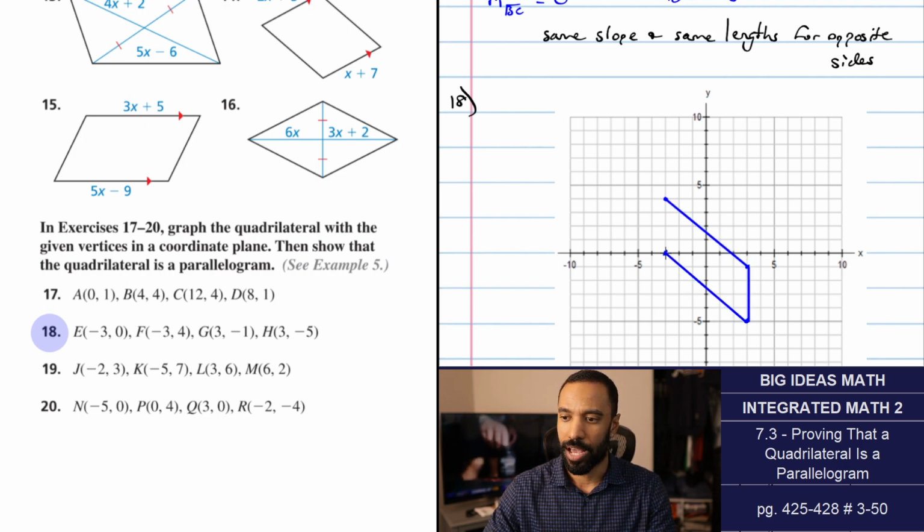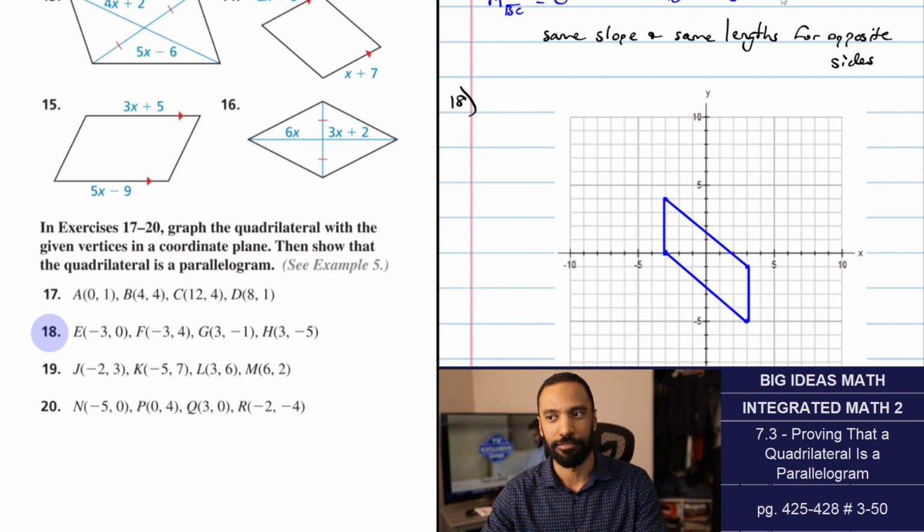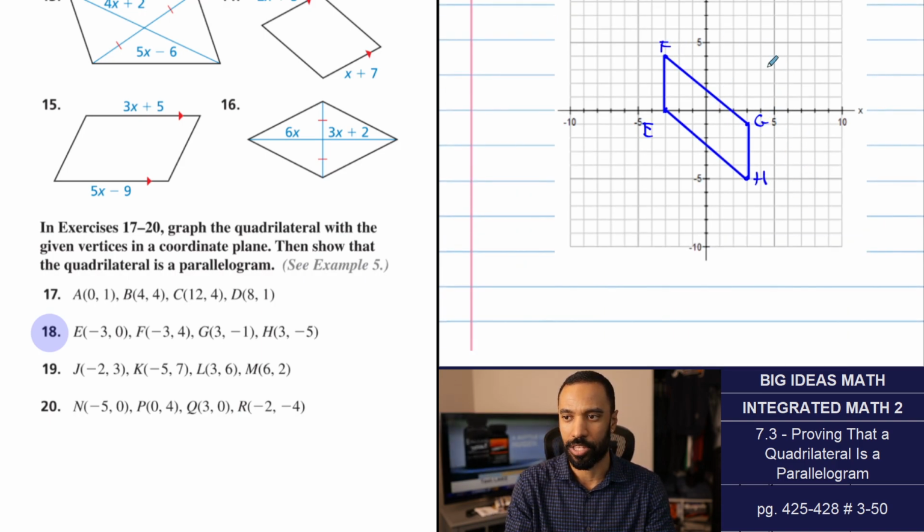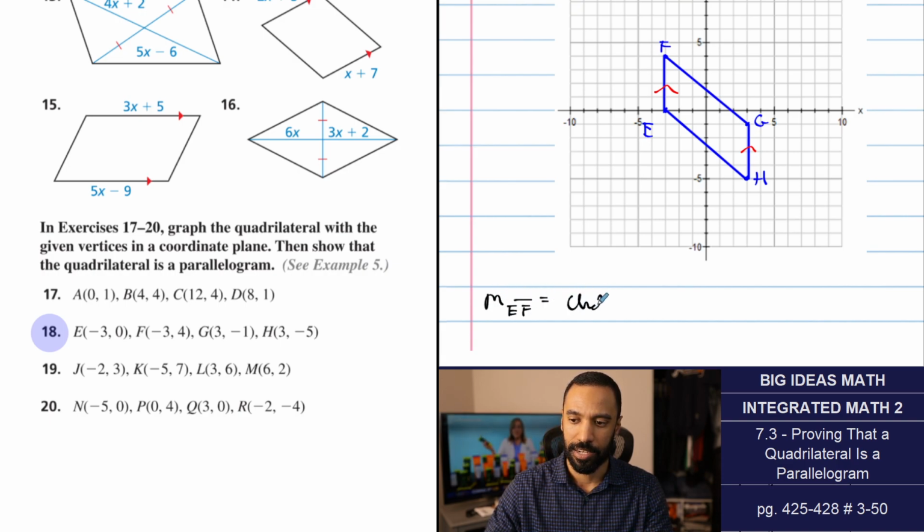Let's look at the vertical lines. Vertical lines have the same slope. Now, the slope of a vertical line is undefined. But undefined together, vertical lines will mean they are parallel. So why is EF parallel to GH? Because the slope of segment EF is undefined and the slope of segment GH is undefined.